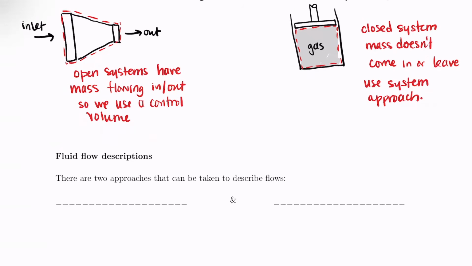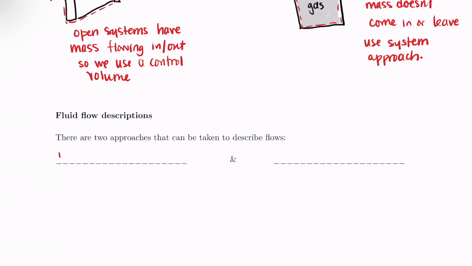Kind of analogous to this, we also have different ways to describe fluid flows. And they are a Lagrangian approach and an Eulerian approach. Both of these are named after mathematicians, Lagrange and Euler.